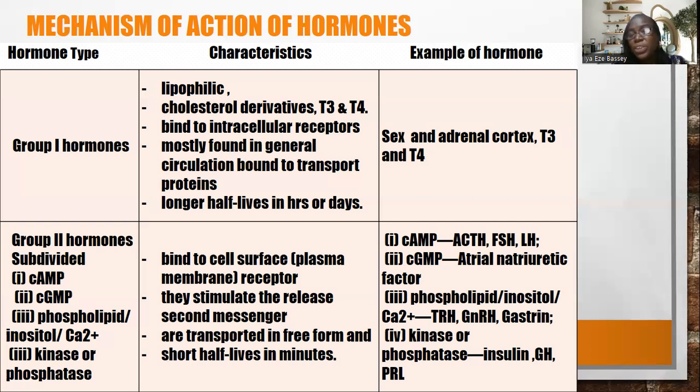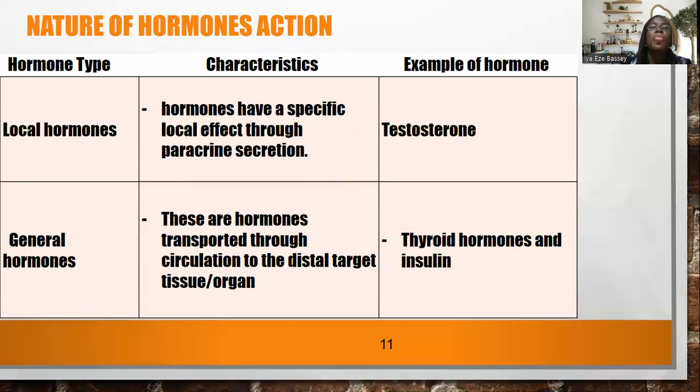Those who have inositol or phospholipids or calcium as their second messenger include your TRH, that's thyroid releasing hormone, your gonadotropin releasing hormone, gastrin. Those who have a kinase or phosphatase as their second messenger include insulin, growth hormone, and prolactin.